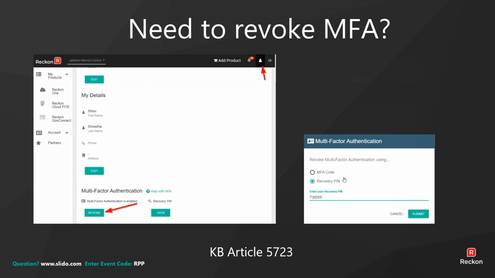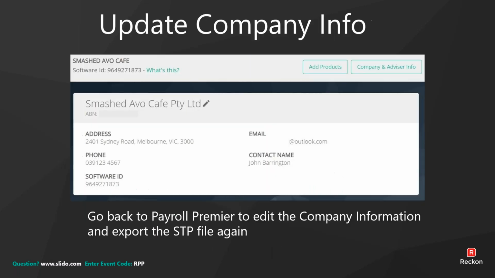Updating the company info. If I'm sitting in my GovConnect and I'm going, oh, my address is wrong, or phone number, or something like that, it's wrong. So this is all in Payroll Premier. So just go back into Payroll Premier, fix it all up there. Next time you export the file and import it in, it will update. So just be aware of that.